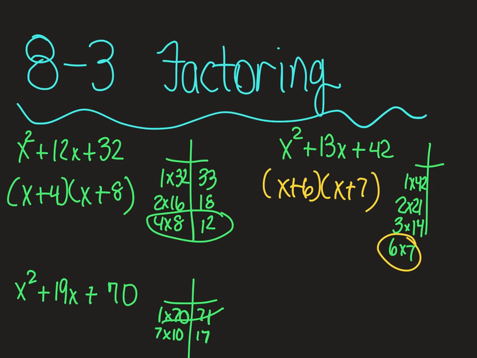Did you figure it out? One option is a 5, the other one is 14. 5 times 14 is 70, 5 plus 14 is also 19.